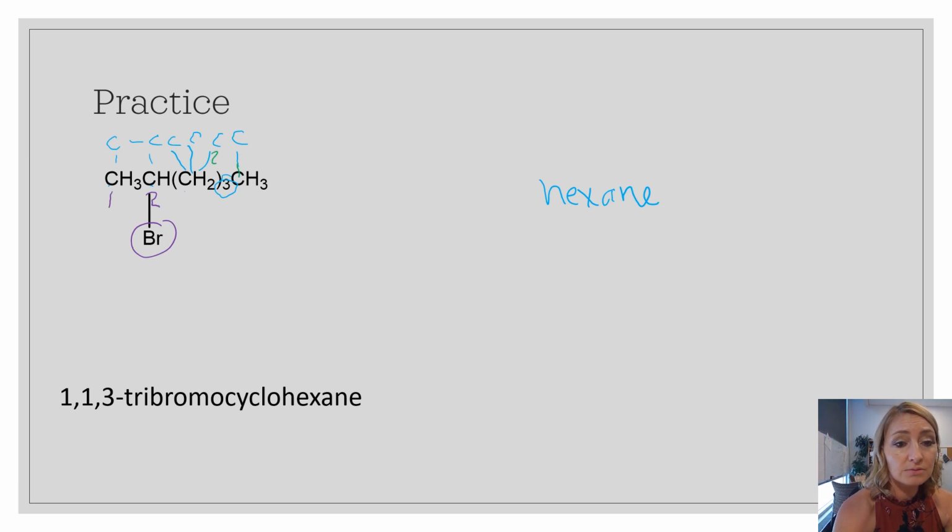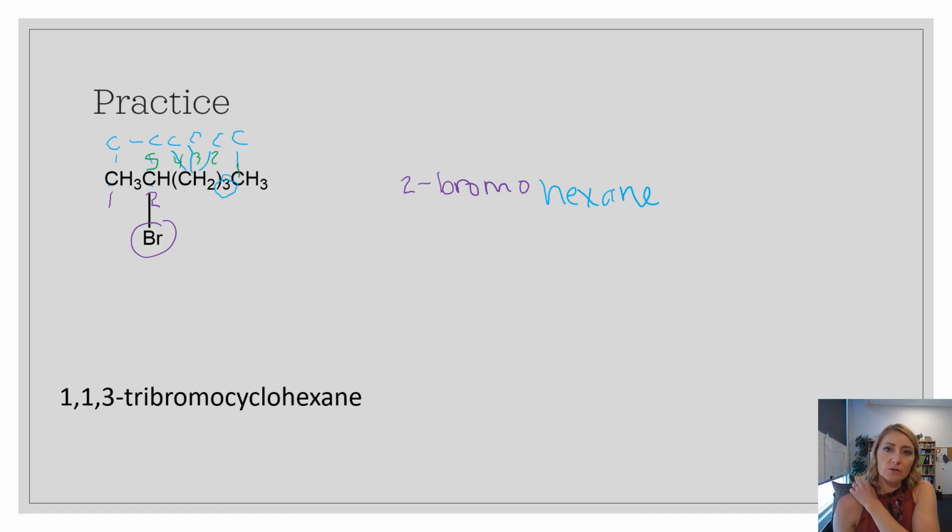1, 2, 3, 4, 5. Nope, we're not counting right to left. That gives us a much higher number. So let's go with the purple numbering. Always, always, always state the number your carbon is on. So this is 2-bromohexane.